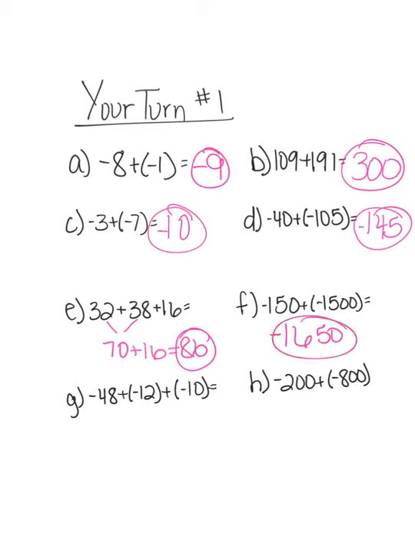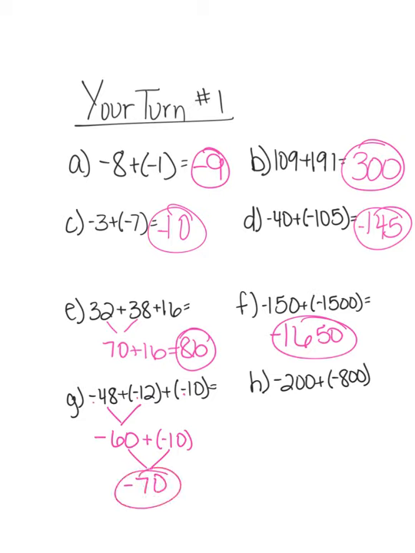And then our last two, G, we've got -48 plus -12 plus -10. We notice here that they're all negative integers. So we can add the first two, -48 plus -12. The sum will be a negative, and 48 plus 12 is 60. And then we can add our -10 to that, and we will get a sum of -70.